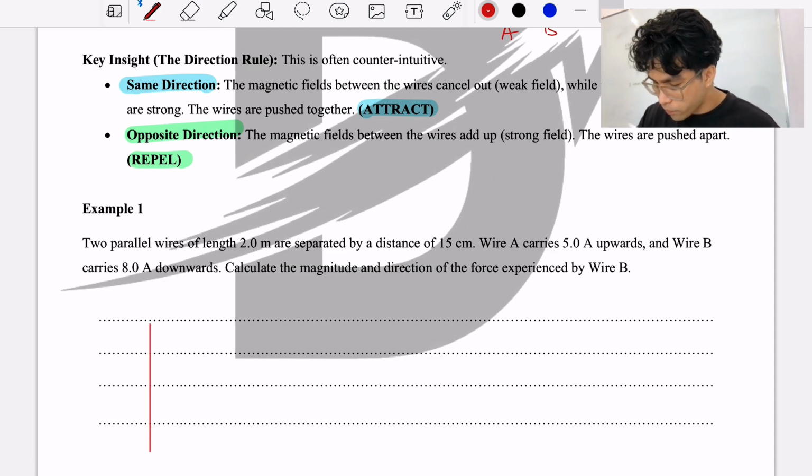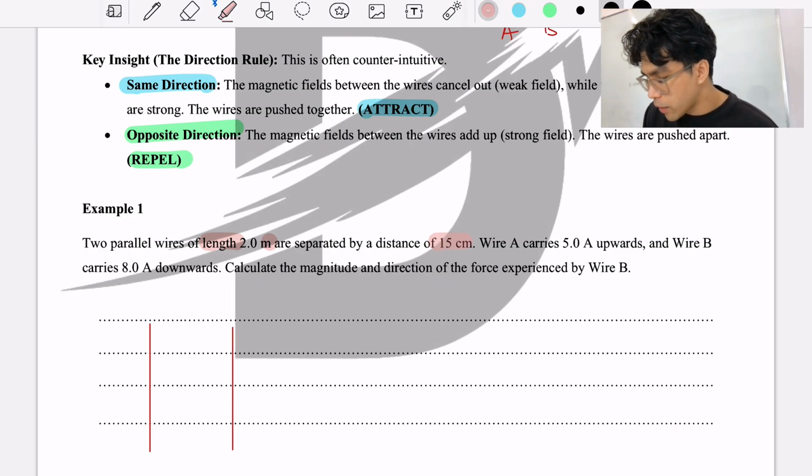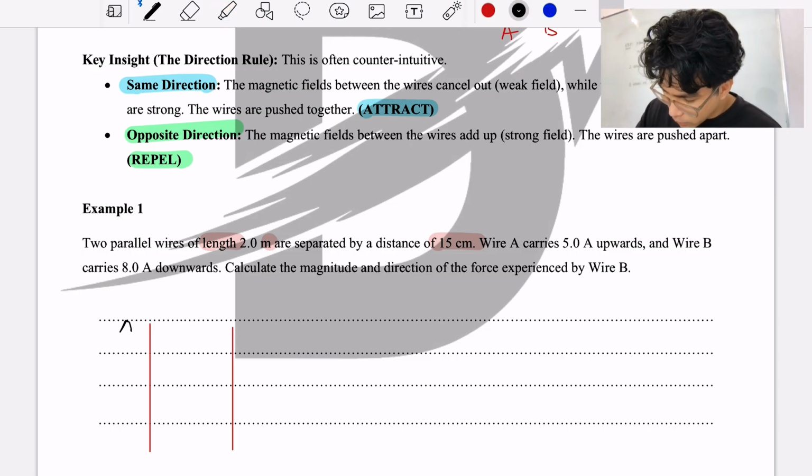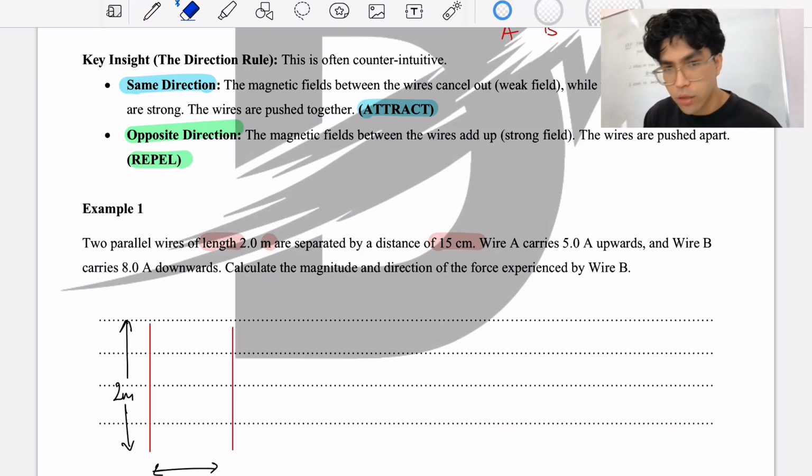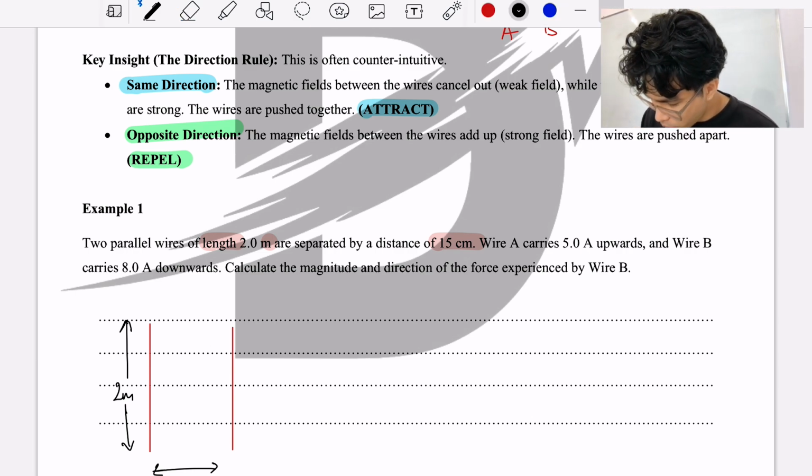So we have two conductors that are 2 meters long, separated by a distance of 15 centimeters. That means this distance here is 2 meters, that's the common length, and we have a distance of separation of 15 centimeters. That's going to be in SI units, don't forget SI units, 0.15 meters, okay?